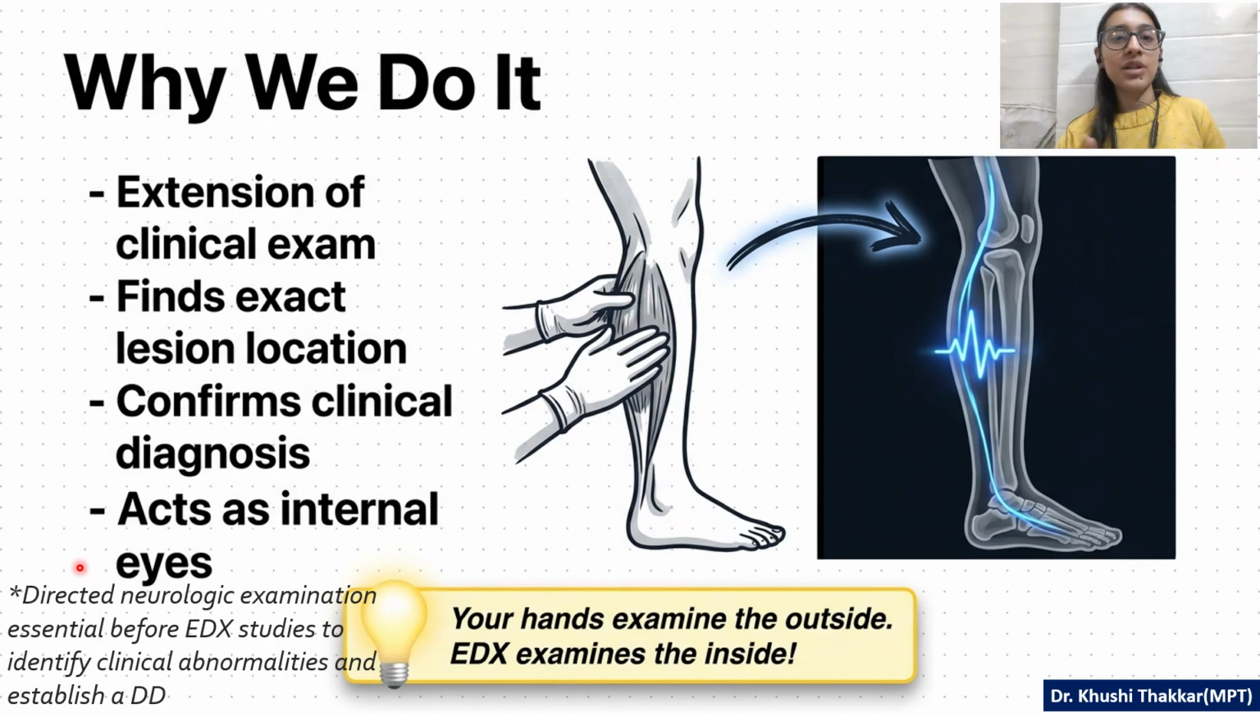So first is a clinical examination always, which may be followed by EMG NCV as per the requirements. It is essential to identify clinical abnormalities and establish a differential diagnosis. So the tip is your hands examine the outside, that is you're examining the muscle or nerve from outside, and electrodiagnostics examines the inside. What is happening inside is what electrodiagnosis tells us.